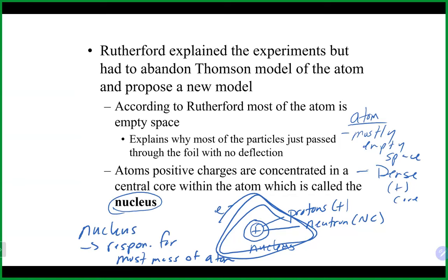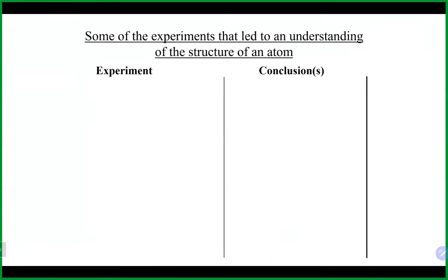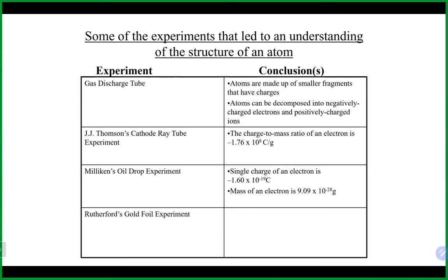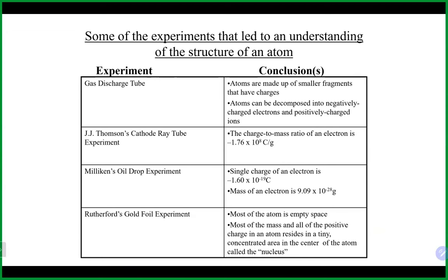So you do need to know Rutherford's experiment, what he did, what he thought was going to happen, what actually happened, and obviously the move away from Thomson's model of the atom to the current modern version of the atom, which is our mostly empty space nucleus model. Any questions on any of that there? This is just a little table of those experiments we just talked about, in case you want to reference it. You should know pretty much what came out of them.